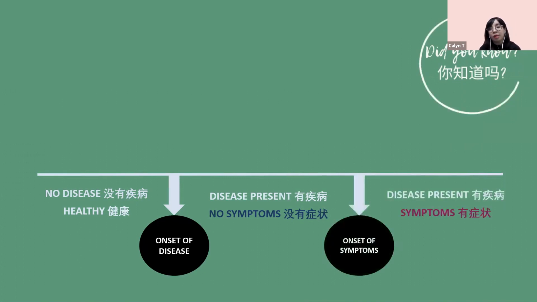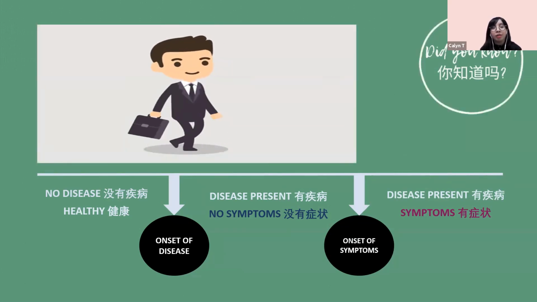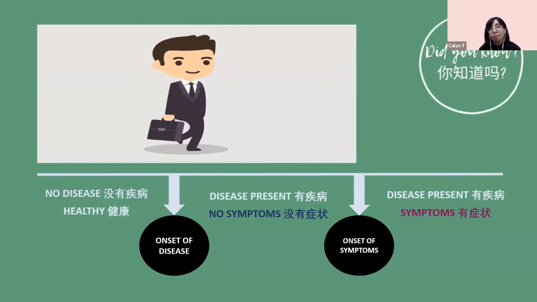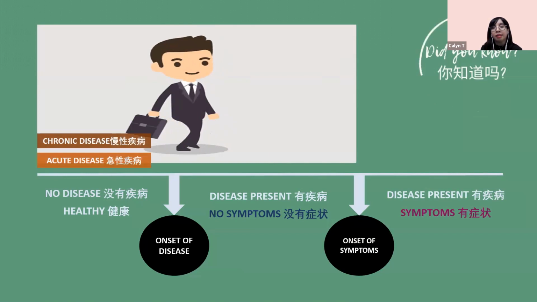And there will be a point when you start to have the onset of symptoms. At this point the disease is present and you have the symptoms. So you can picture it like that. Even when you have the onset of disease with no symptoms, you're just like any normal ordinary person, and you may not know that you have it.